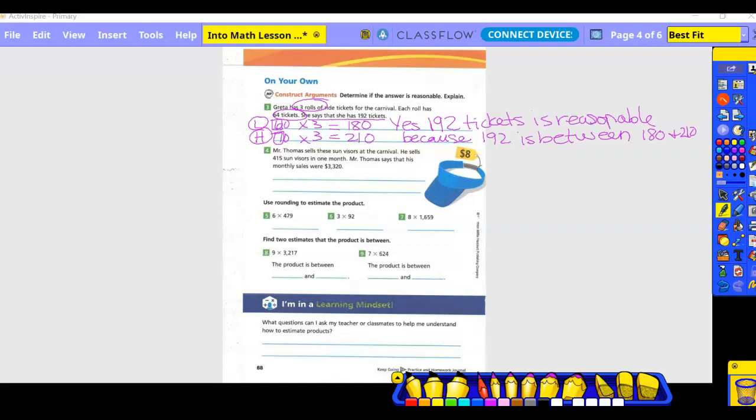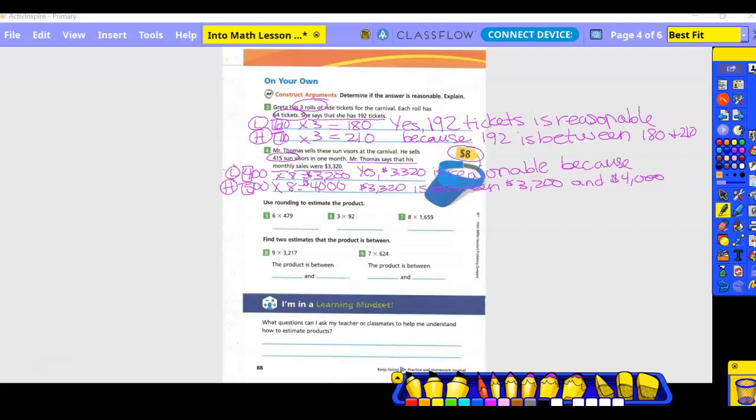180 and 210. Okay, so on number 4, we pulled out our information and underlined what he got as an estimate, and then we got a low estimate of 400 times 8, which got us 3,200, and then a high estimate of 500 times 8, which got us 4,000. So we said, yes, 3,320 is reasonable because 3,320 is between 3,200 and 4,000.